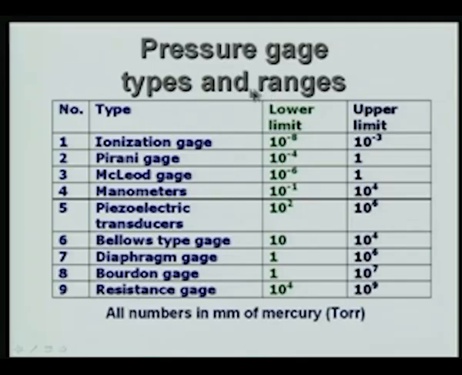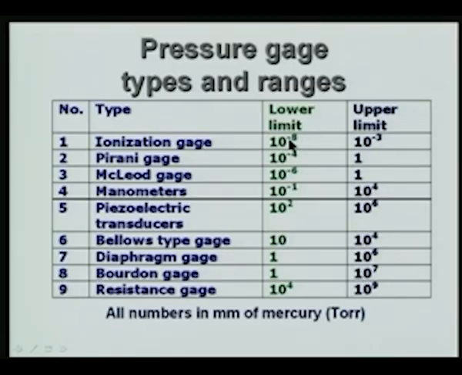The pressure gauge types and ranges are given in this table. This gives an idea as to the range of measurements which we do in practice. We start from the lowest pressures and go towards the highest pressures as we go down the table. So, the ionization gauge is actually used for very low pressures. Incidentally, all the numbers in this table are given in terms of millimeters of mercury, and I am talking about 10^-8 millimeters of mercury. It is a very, very small number.